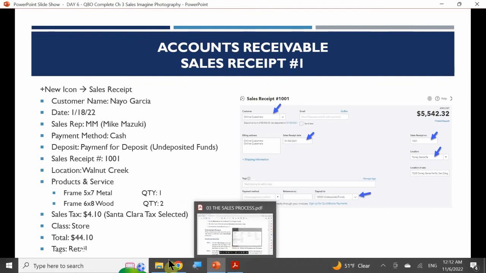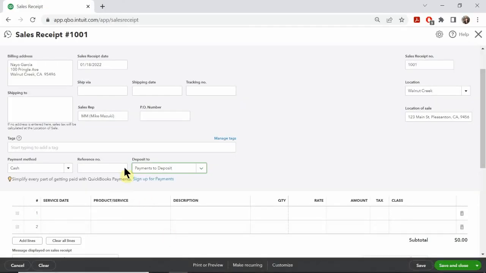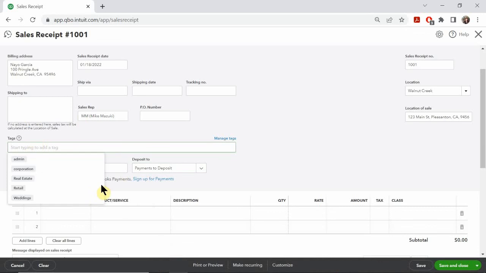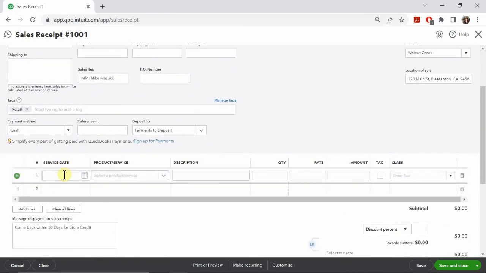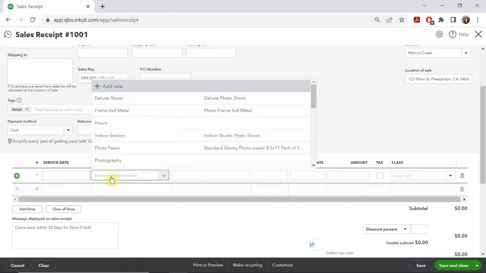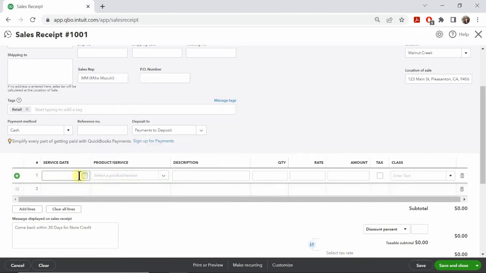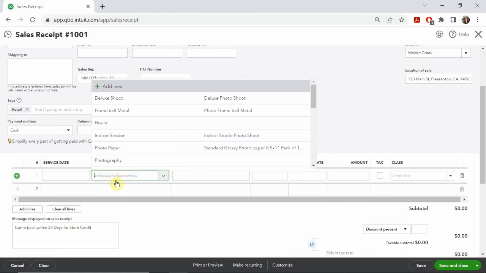So let's take a look here. Tags once again is retail because this was an in-store sale. And let's see, what are the products and services that she purchased? Well, let's see. Service date. No service dates here, but if you do have one, it's most likely going to be the same day as you sold the item to them. But in this case, there is no scheduled service date to complete. So that's what that section is there for.